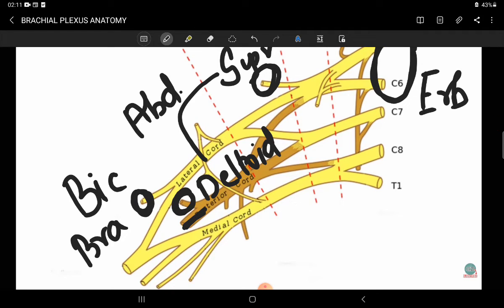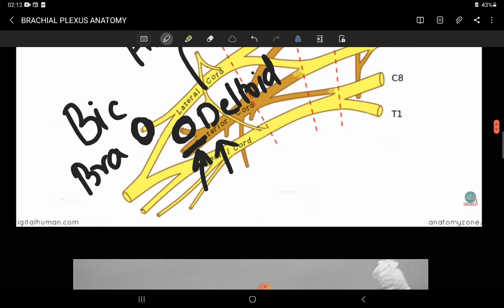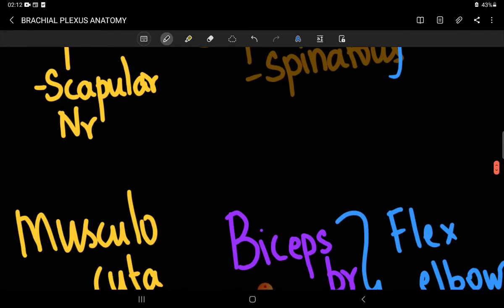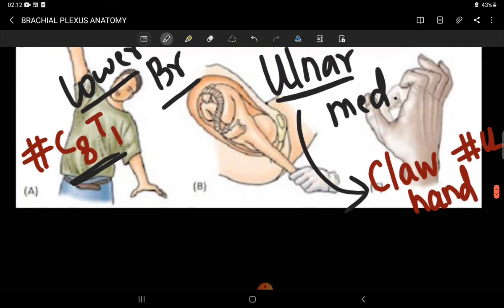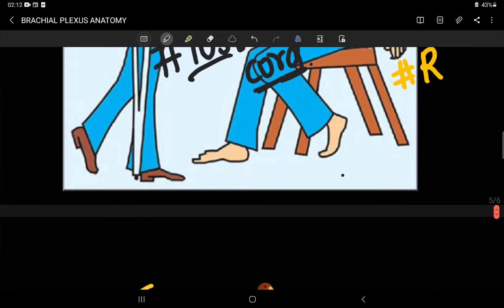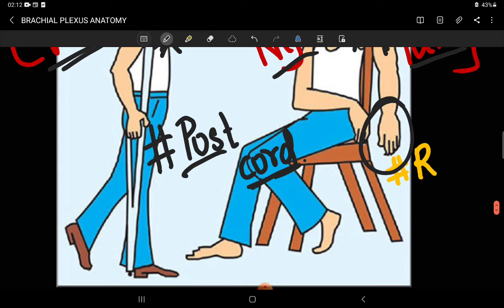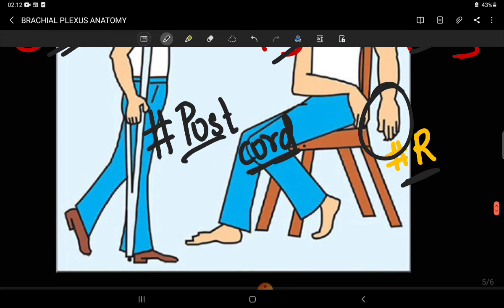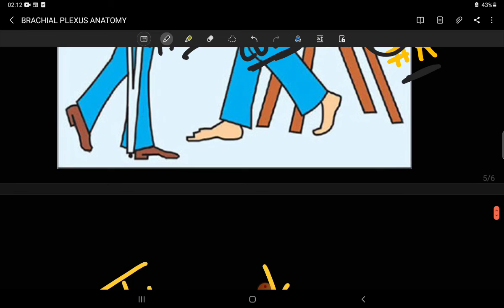So due to prolonged usage of crutch or Saturday night palsy, what happens is that this radial nerve is compressed and it causes neuropraxia, and it affects, what is the radial nerve's important function? It is extension, so it causes wrist drop. Wrist drop, as you can see here, there will be wrist drop. Since it is a neuropraxia, it will recover in a week or so. So that's all about brachial plexus anatomy and its clinical correlation.